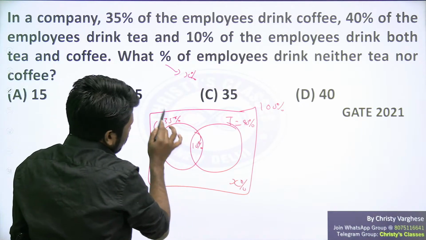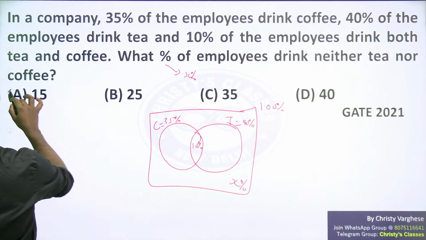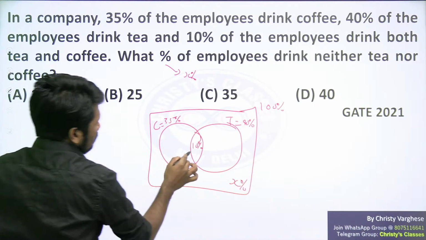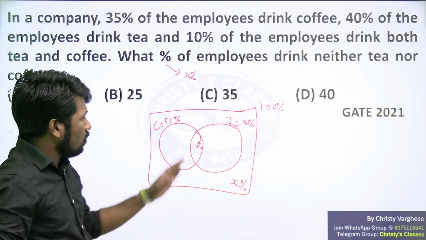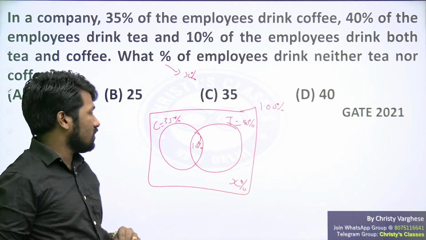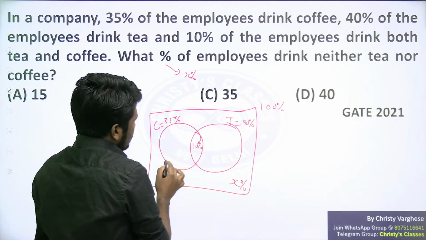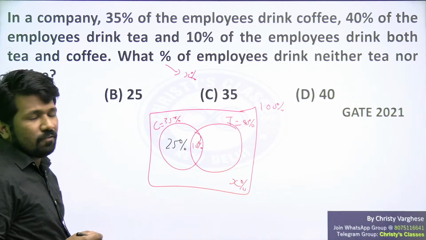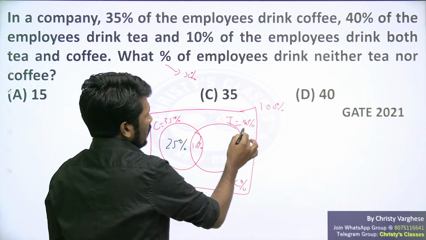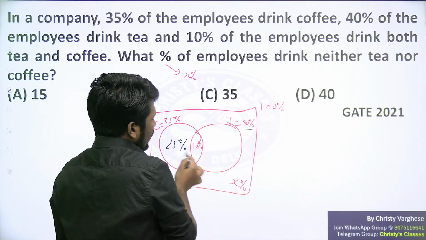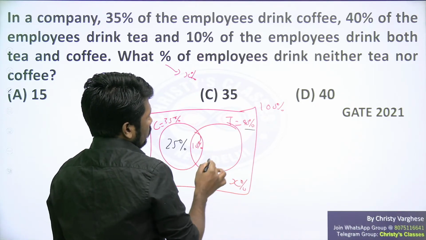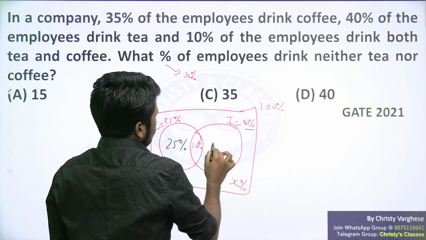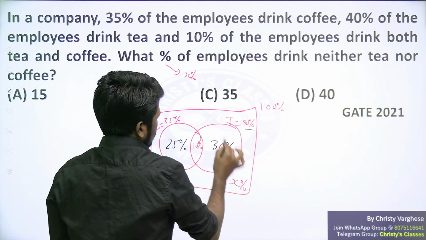So this is total 35% coffee. In that 10% is coffee and tea, or coffee intersection tea we can say. So definitely 35 minus 10, 25% drink coffee only. Similarly, 40% tea, in that 10% is tea and coffee. So tea only drinking people will be 30% only.